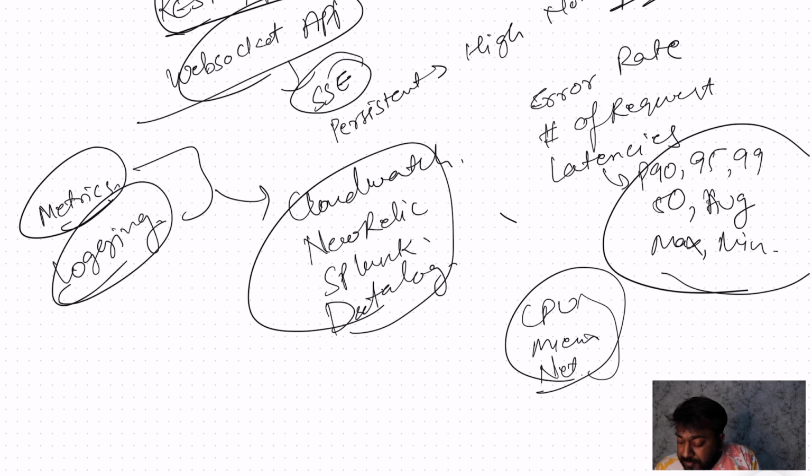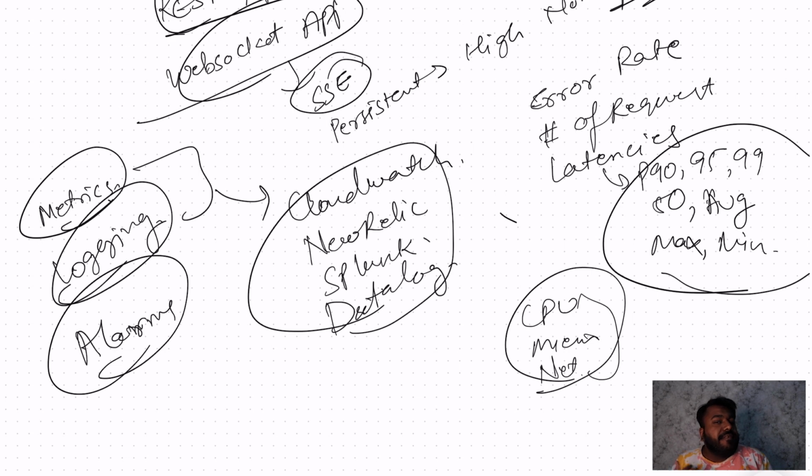Yeah, I think this is about the metrics. One more thing you do in metrics and operations is you put alarms, okay? Because you cannot go and check every now and then what's going on with the system. So that's why you put an alarm.